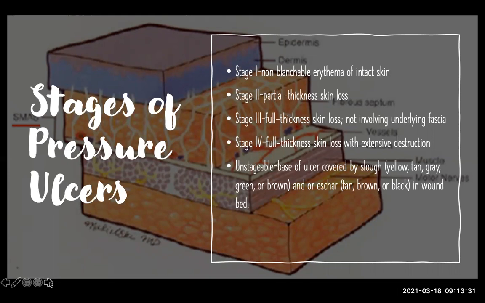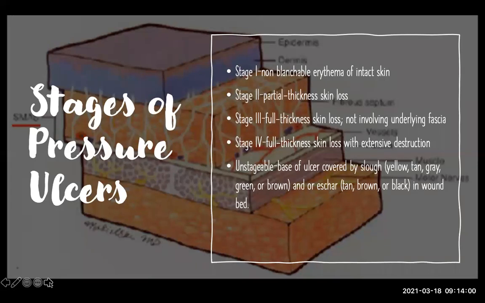The last one is unstageable. So there's a break in the skin, you just can't see it because of all the discharge that's been produced from the wound. So you'll see all kinds of stuff, yellow, tan, gray, green, brown stuff. It covers the wound bed, so you cannot see the bottom of that damaged area. You can't determine the stage, so it's unstageable.